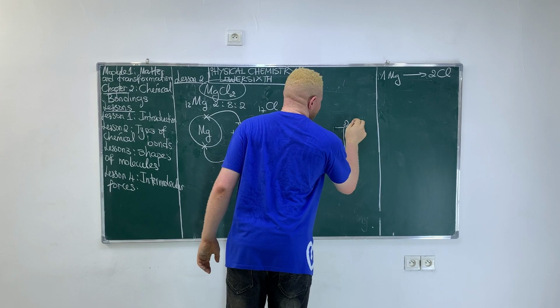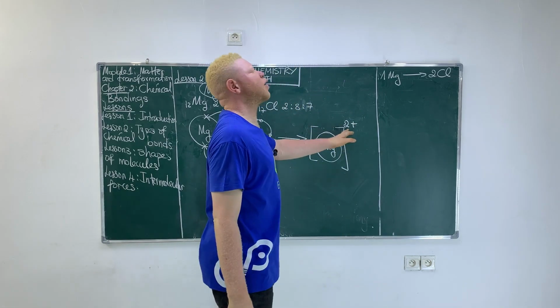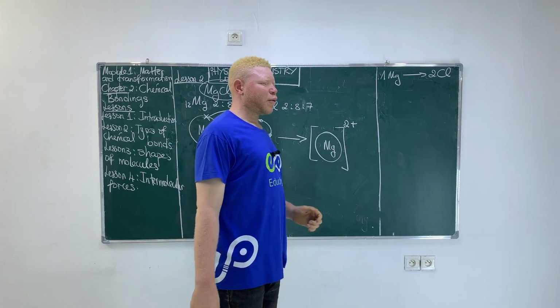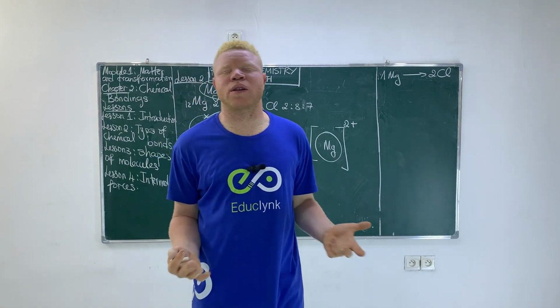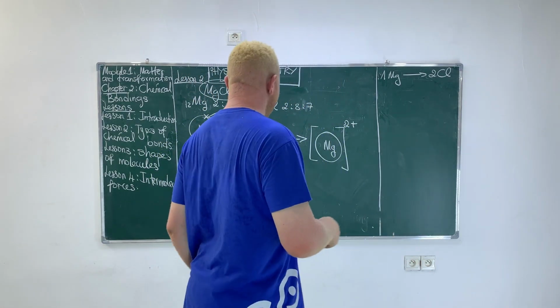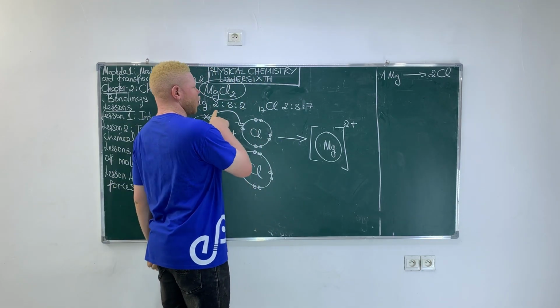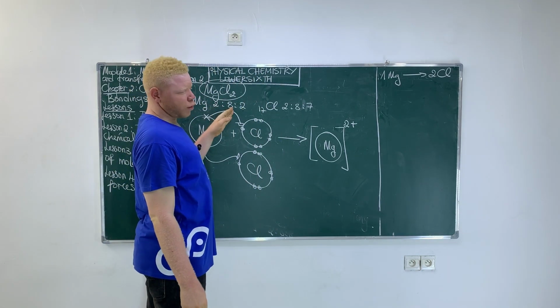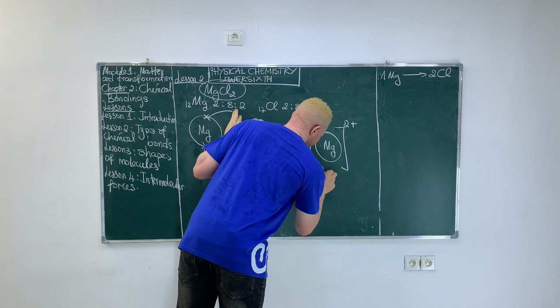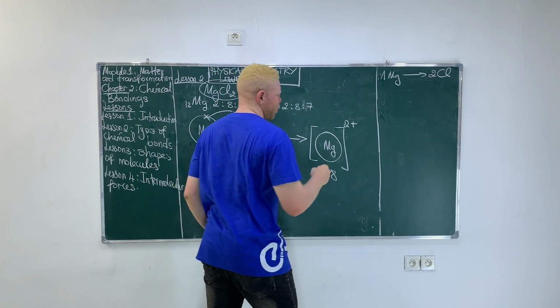Mg 2 plus. So the magnesium ion now is carrying a charge. That's 2 plus, because magnesium has lost 2 electrons. So the configuration now of magnesium, given that it has lost these 2 electrons, will be 2:8.